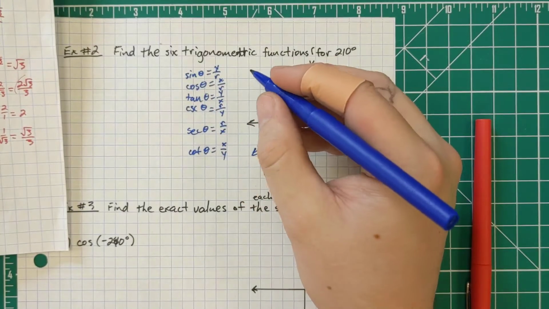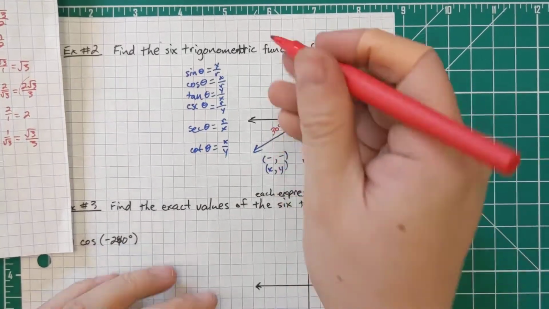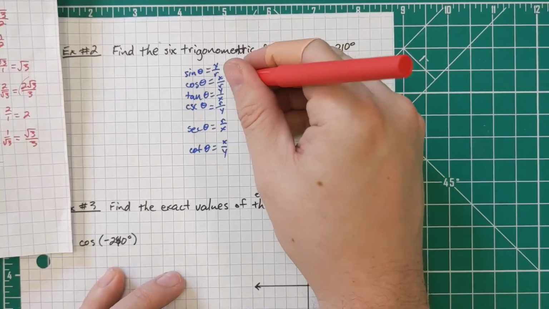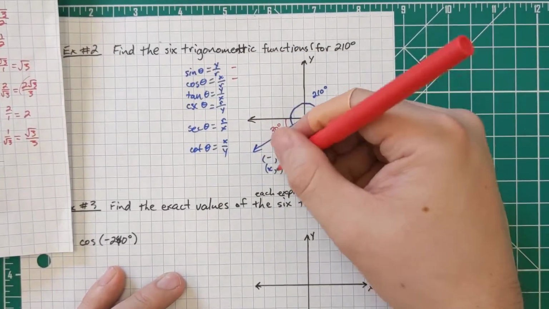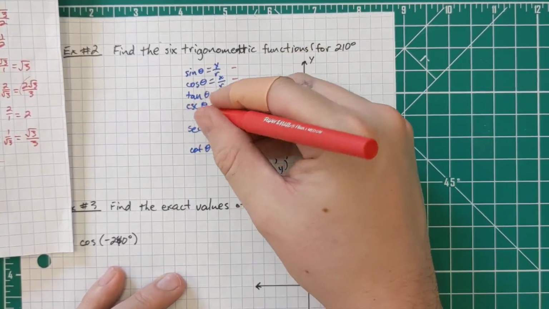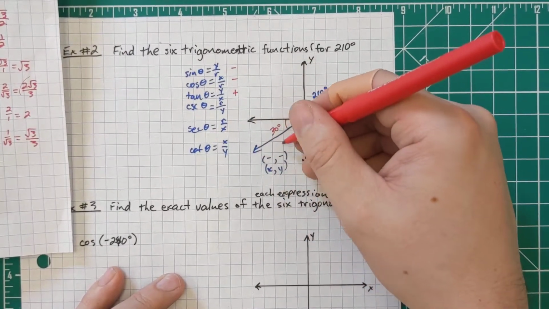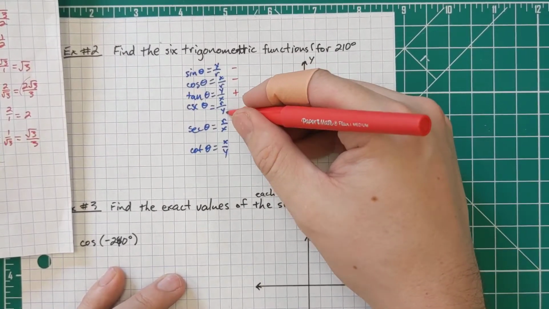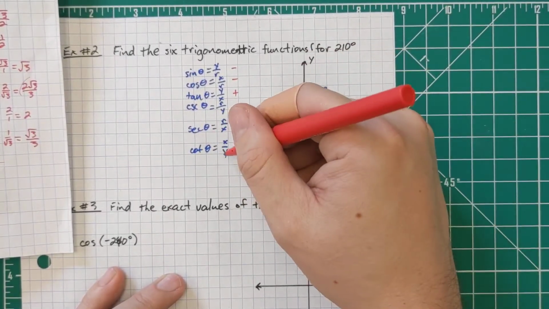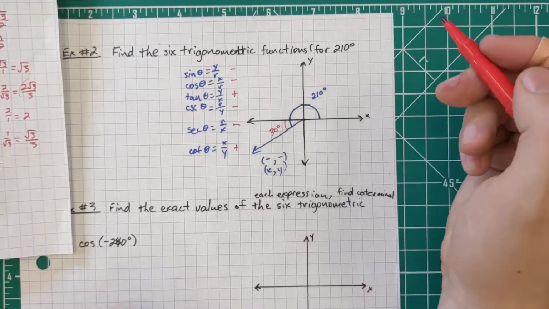So for 210 degrees, y over r, r is positive, y is negative, so the sine function for 210 degrees is really going to be negative. Cosine of 210 degrees is also going to be negative because that x value is negative, but r is positive. Tangent, negative over negative is positive. Cosecant of 210 degrees is r over y. Well, r is positive, y is negative, so that's positive over negative, so that's negative. Secant, again, is going to be negative. And cotangent, x and y are both negative, so negative divided by negative is positive.